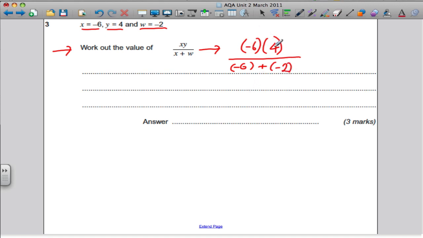Negative 6 times 4, a negative times a positive is a negative, so that would give you negative 24. Negative 6 plus negative 2. I owe you £6, I owe you another £2, overall I owe you £8, so negative 6 plus negative 2 is negative 8. A negative divided by a negative is a positive, and 24 divided by 8 is equal to 3. So your answer for this is simply 3.